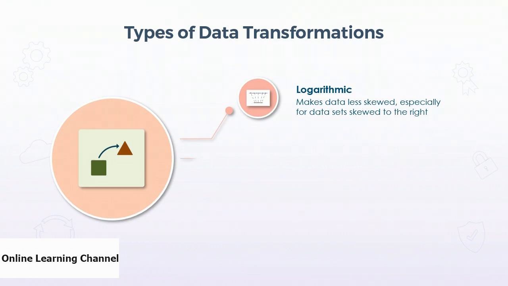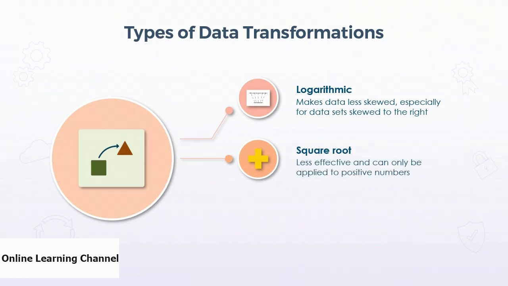Another commonly used transformation is square root transformation. In this transformation, the shape of the distribution is changed. This transformation is less effective than log transformation and can only be applied to positive numbers. An advantage of using square root transformation is that it can be applied to zero values as well.